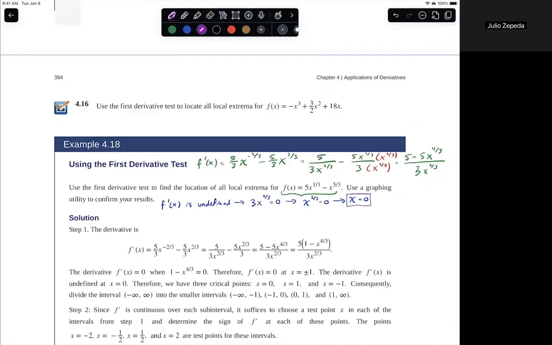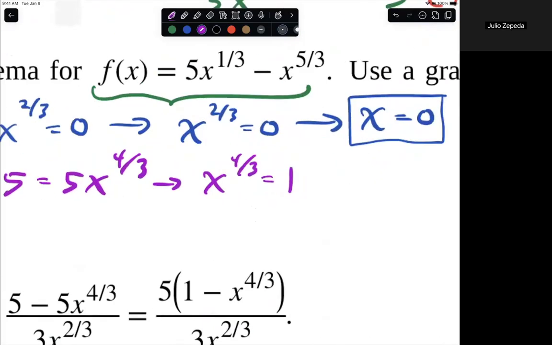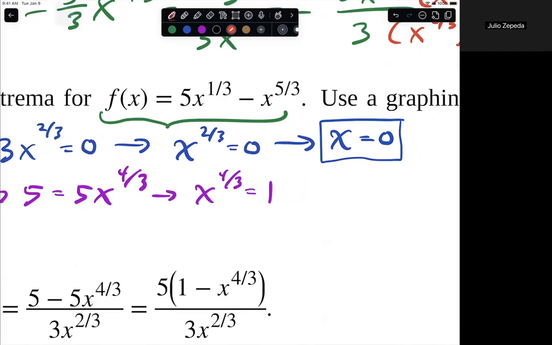Then, where is f prime of x equal to 0? Well, that would be exactly where the numerator is equal to 0. And so if we add the 5x to the 4/3 to the other side, and we divide by 5 on both sides, I'm going to write the x to the 4/3 first. And then here, let's show the work. I think we skipped it on the previous video.